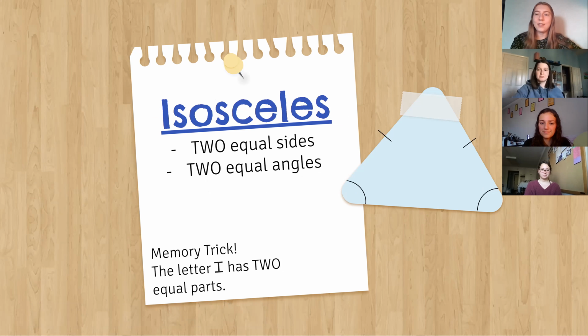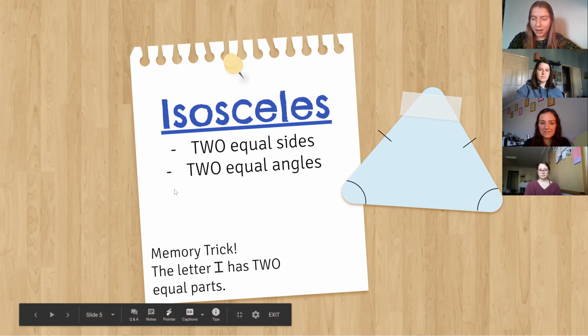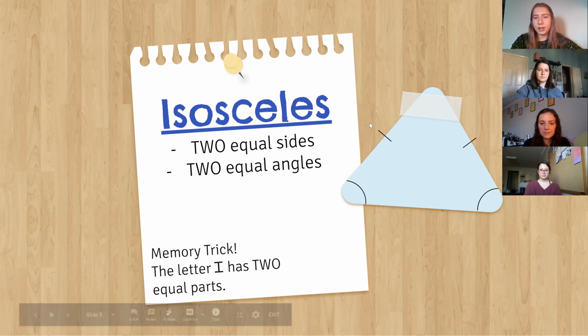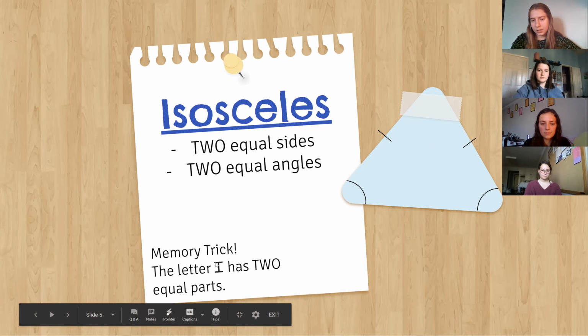Awesome. The second triangle is the isosceles triangle. Pretty tricky word. The isosceles triangle has 2 equal sides and 2 equal angles. You can see here that it has 2 dash marks representing the equal sides and 2 half circles representing the equal angles. The way we're going to try and remember the isosceles triangle is that the capital letter I has 2 equal parts, the top line and the bottom line, just like the triangle. Questions on that one?